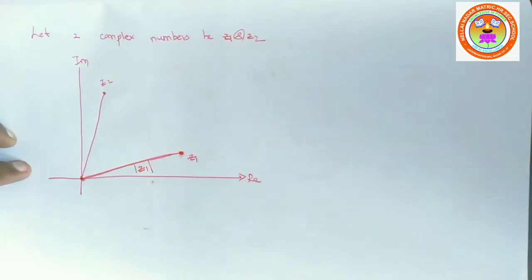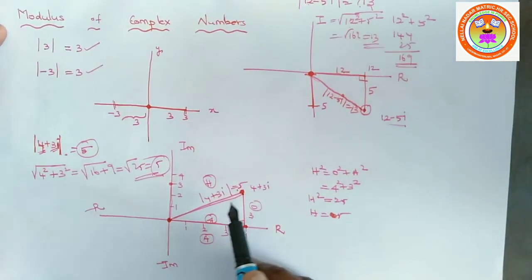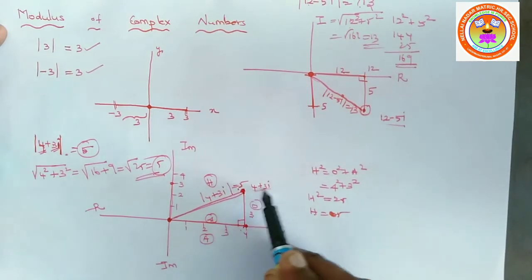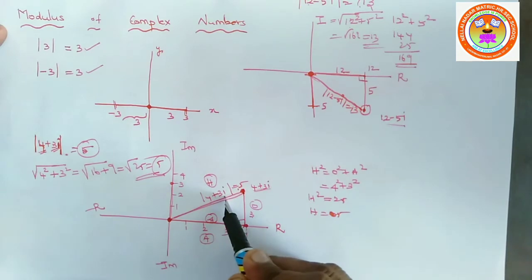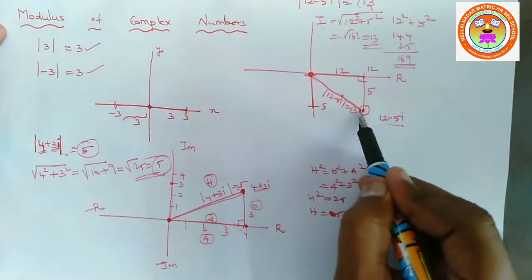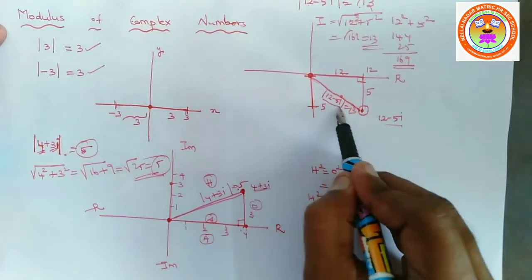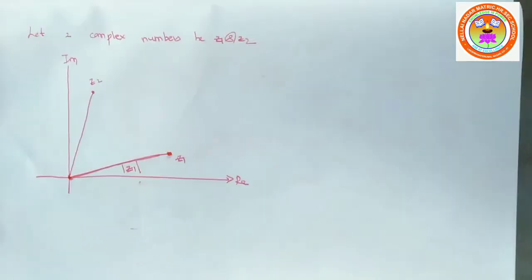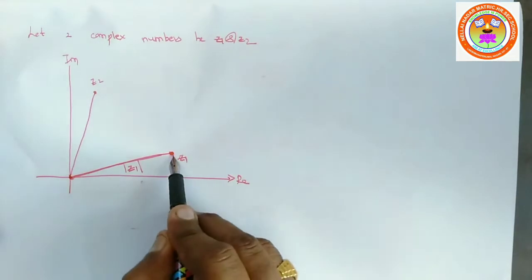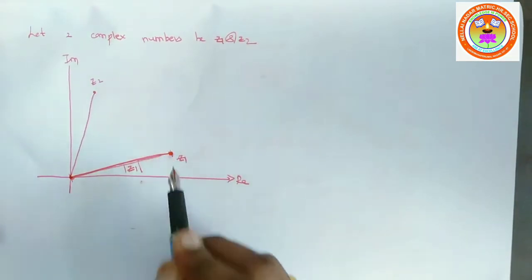In the previous example also I have shown you. The point is 4 plus 3i. The distance from here to here is nothing but modulus of 4 plus 3i. The point is 12 minus 5i. From here to here the distance is modulus of 12 minus 5i. The same usual method only. The point from here to here is z1. The distance from here to here is nothing but modulus of z1.